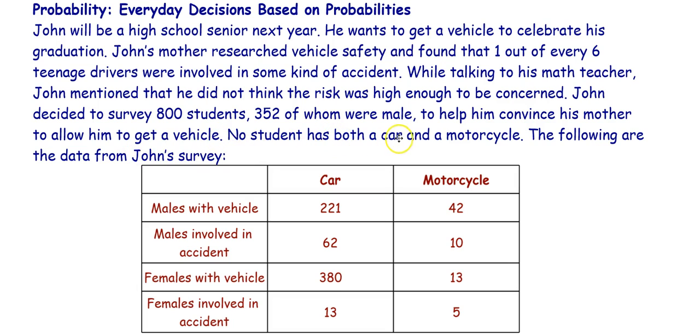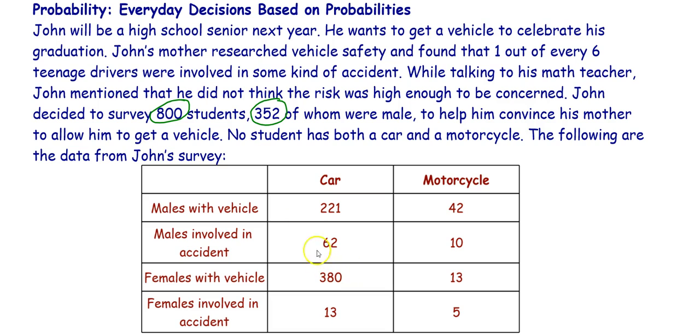No student has both a car and a motorcycle. The following are the data from John's survey. Okay, we have the info here. Already it is given that the total number of students are 800. 800 students were surveyed and 352 of those are male students. So the number of females, I can get just by subtracting 352 from 800. That's one part done.